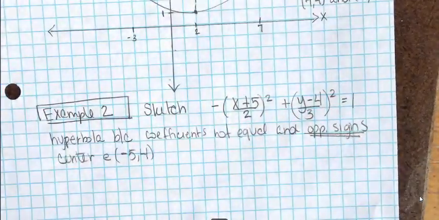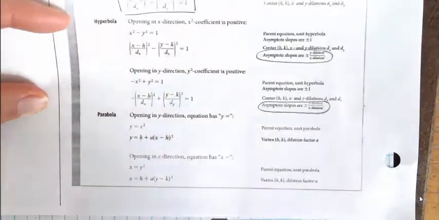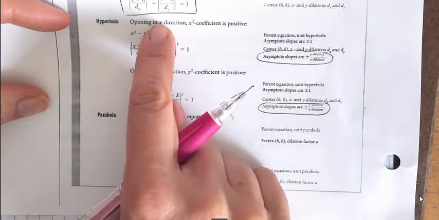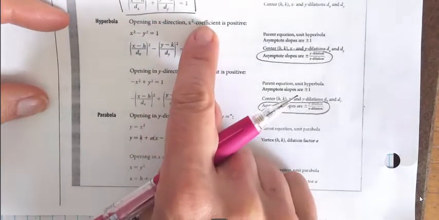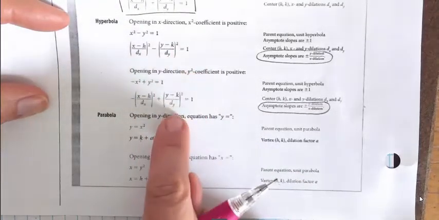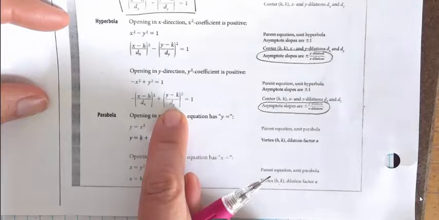So just to remind you here, when we look at hyperbolas, it's either going to open in the x direction if the x squared coefficient is positive, or it's going to open in the y direction if the y squared coefficient is positive. This is what we have happening. So it opens in the y direction, like up and down.